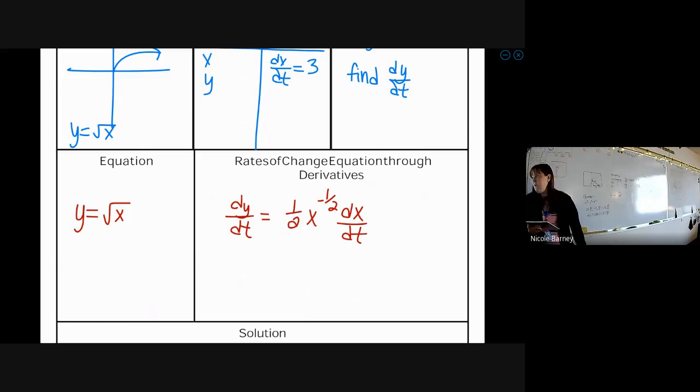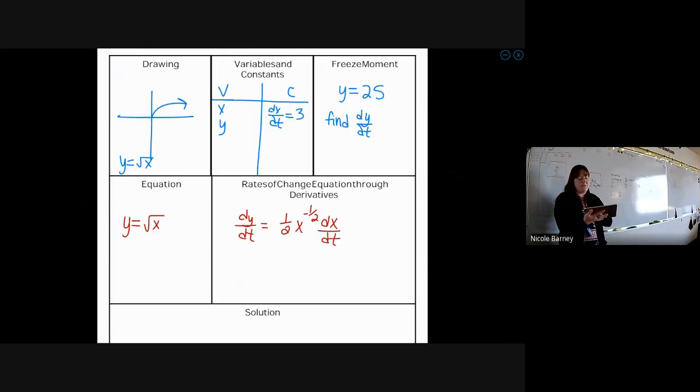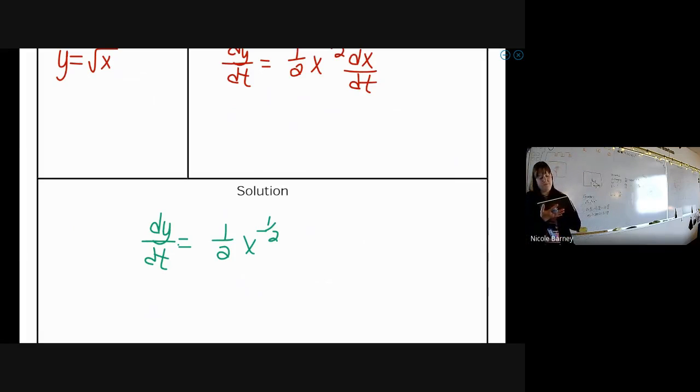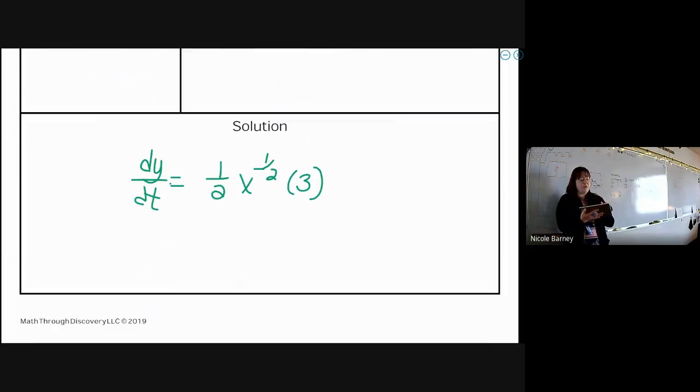Okay. Then we're just gonna solve. We're just gonna put in everything we know and get out what we are looking for. So we're looking for dy dt. So we put in 1/2. And then do we know x right now? No, so we'll just leave that x to the negative 1/2. And then dx dt was 3. Okay, so we have that dy dt equals 3/2 x to the negative 1/2.